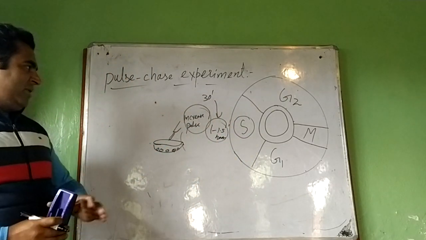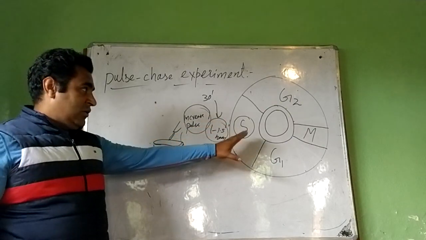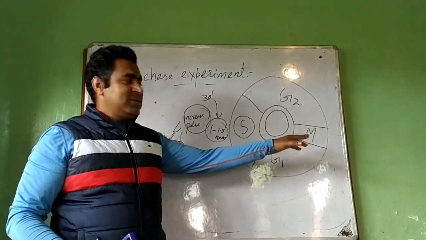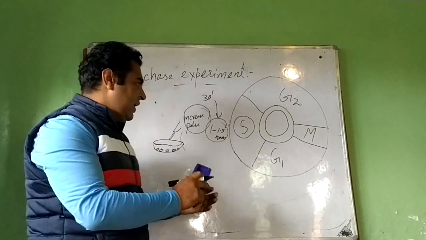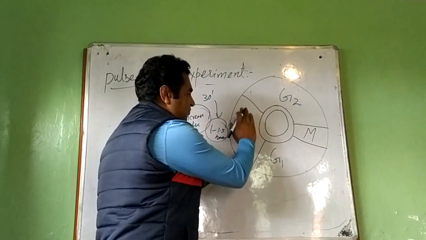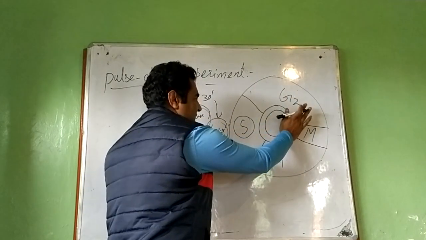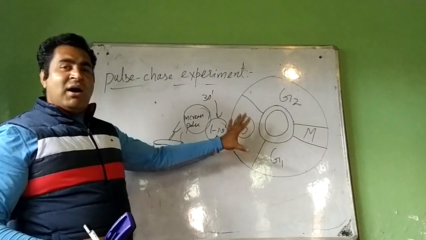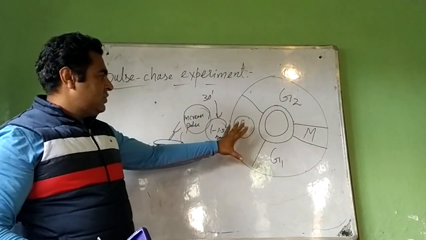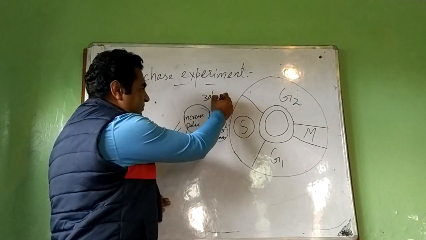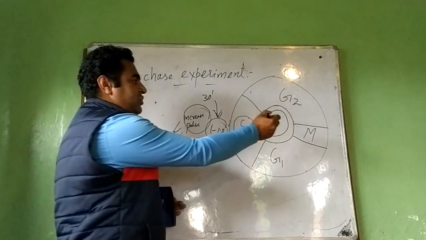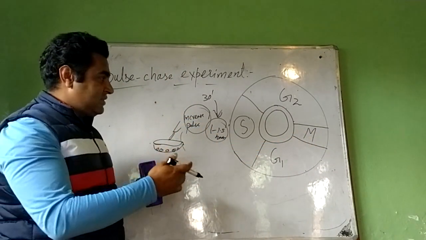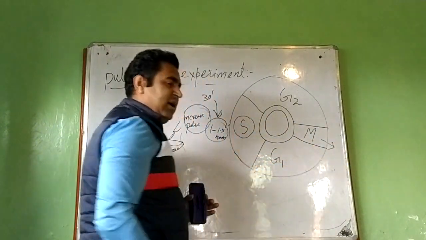obviously if S phase is followed by M phase, we should be getting some of the cells that will be in the M phase. Suppose after S phase there is M phase. After interphase, there is M phase. But in the interphase, there is only one phase, S phase. So if we increase the pulse duration, we should get some of the cells, all the cells which are in the M phase, and they are radiolabeled.